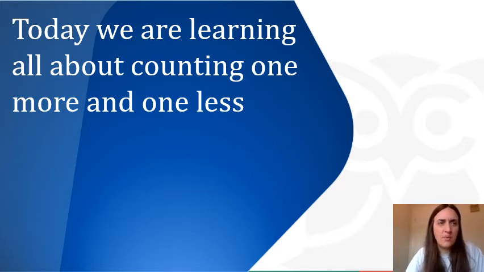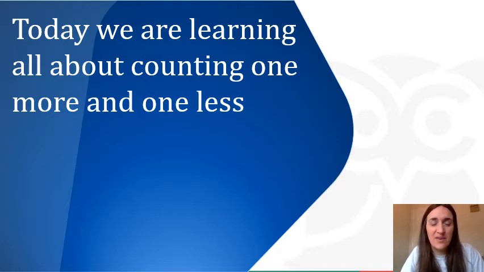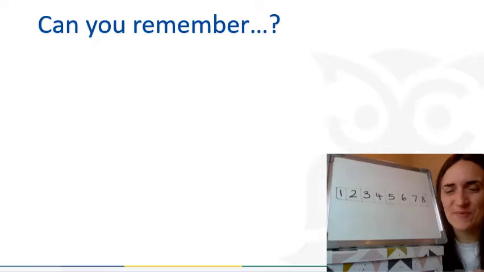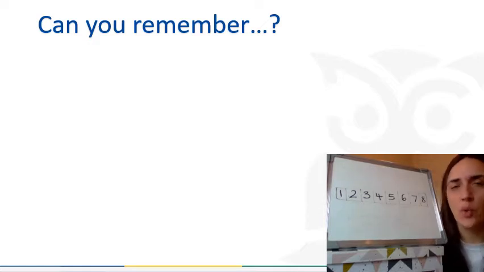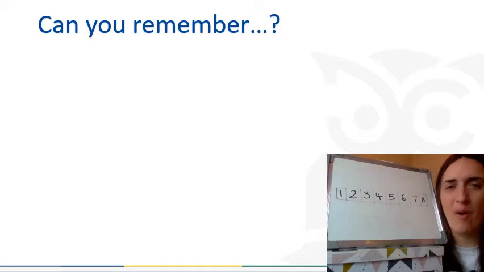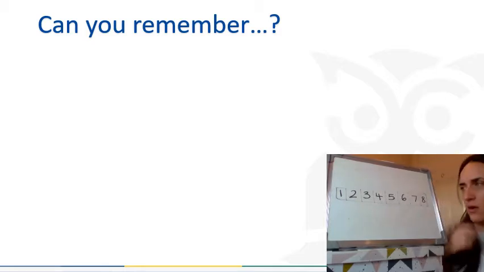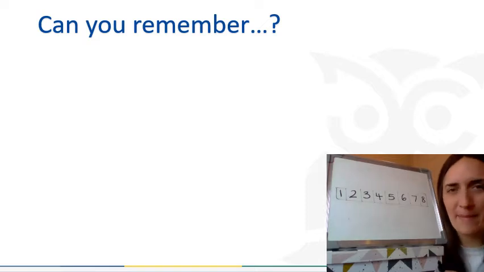And that was our amazing learning from last half term. We learned all about one more and one less, didn't we? And we learnt it in a few different ways. So let's have a think back, flashback to September. We learned about counting one more and one less with numbers between 1 and 10. So I've got the numbers 1 to 8 on my whiteboard here.